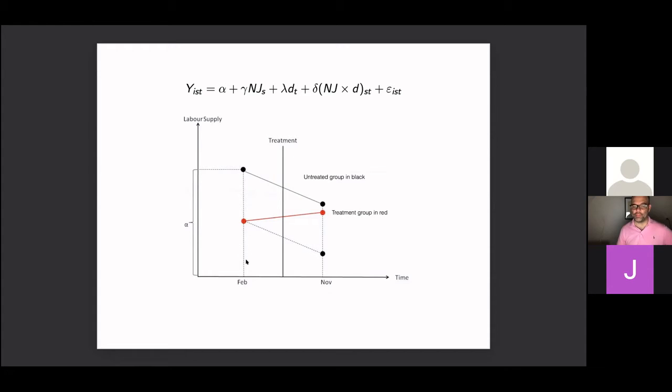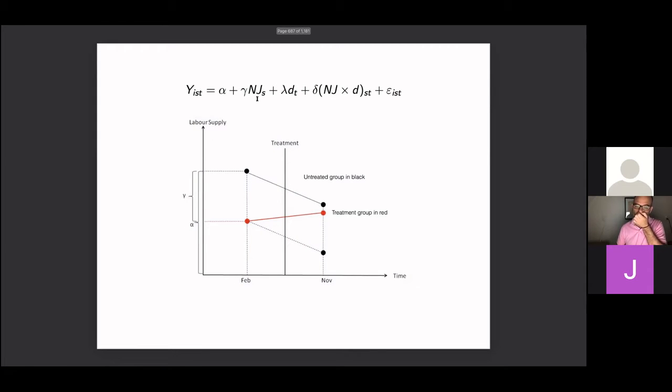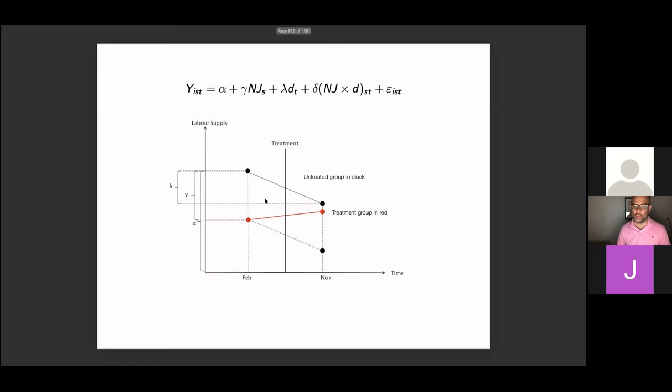The value alpha, this distance right here, is the value of the outcome in the pre-period for the control group. The gamma part is the difference between the treatment group and the control group in the pre-period. The lambda part is the change over time for the control group.